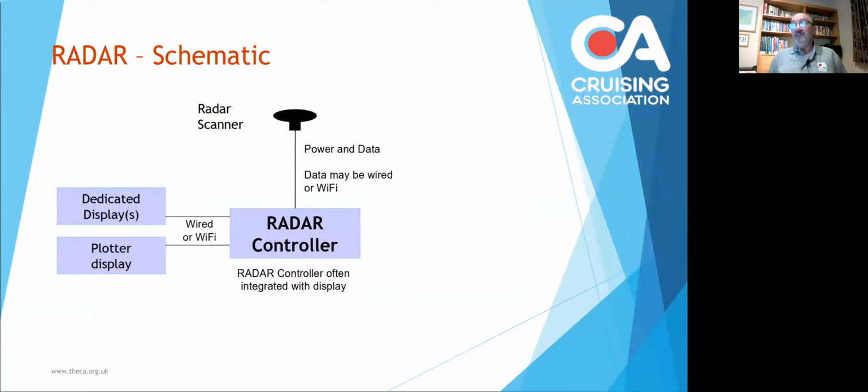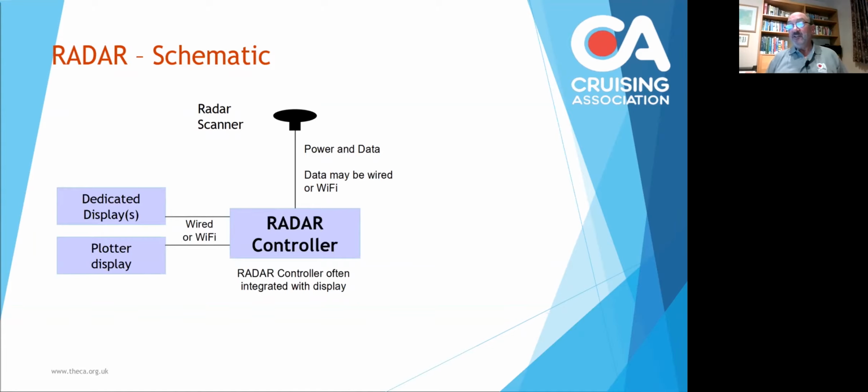So a very basic diagram here. You have a radar scanner mounted somewhere. You have some cabling from it to your radar controller. That cabling might be the power and the data. So you then end up with either two thickish cables or one much thicker cable. But increasingly now, data may be coming down from Wi-Fi, in which case the only cable you need going to the radar scanner is for power.